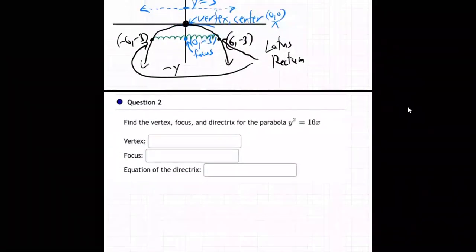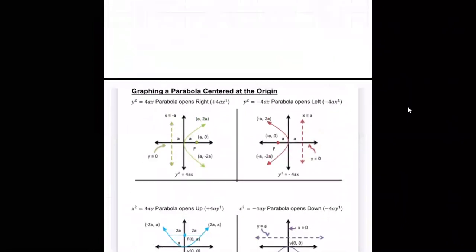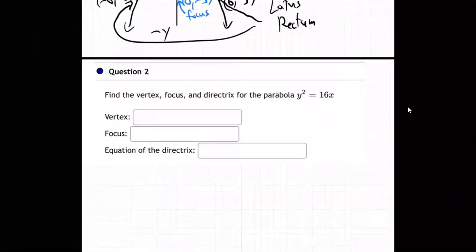Oh, and I forgot I should have done the first step. First step: get x or y squared alone, and factor out 4 or negative 4 from the other side. So let me do that. We have y squared equals 16x. You've got to factor out 4. 4 times what? 4 times 4. That's my a value.